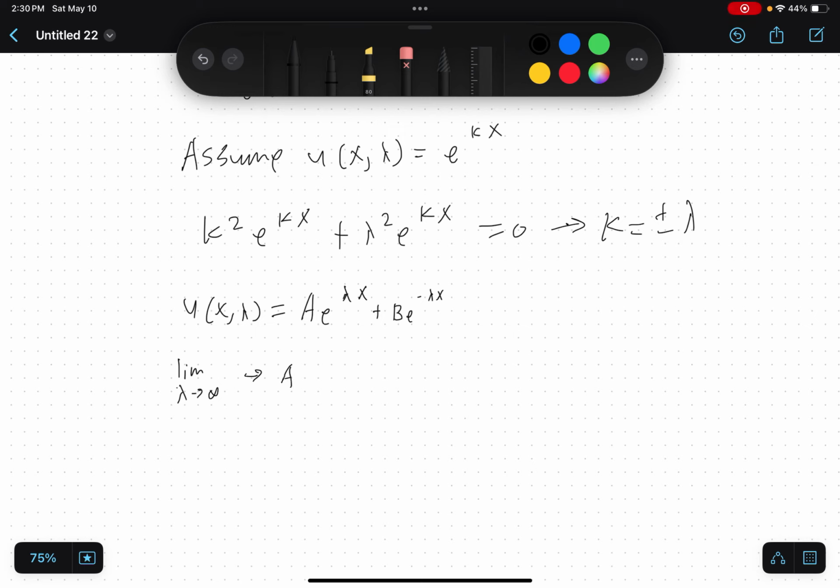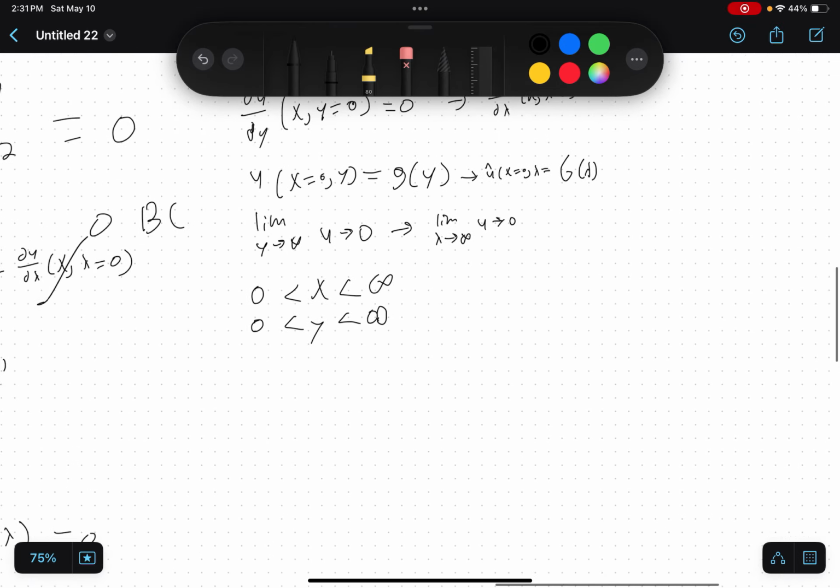So we have a e to the infinity plus b e negative infinity. And it should go to 0. And right now, this term goes to infinity. This term goes to 0. Let me write this over here. Goes to 0, right? Yeah.